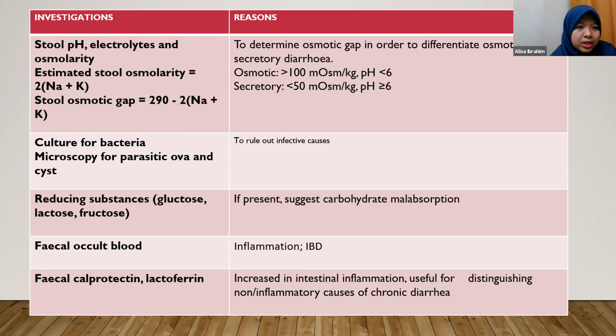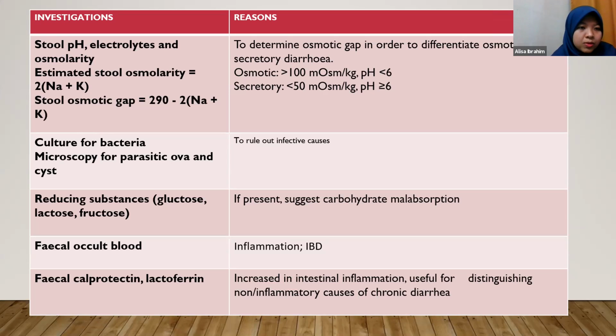So in osmotic diarrhea, the stool osmotic gap should be more than 100, but in secretory diarrhea, the stool osmotic gap should be less than 50. And the pH for the osmotic diarrhea is usually less than 6, and for the secretory diarrhea, it should be 6 or more. For the stool examination, we can also do the culture for bacteria and do microscopy for parasitic ova and cysts to rule out any infectious causes.